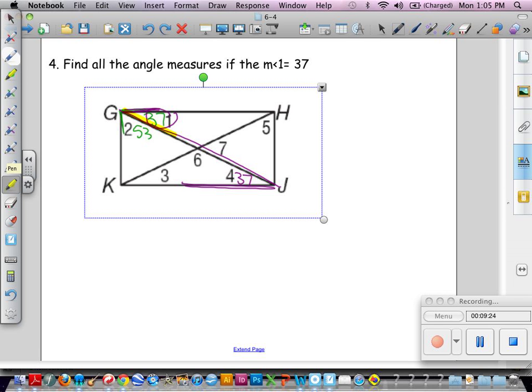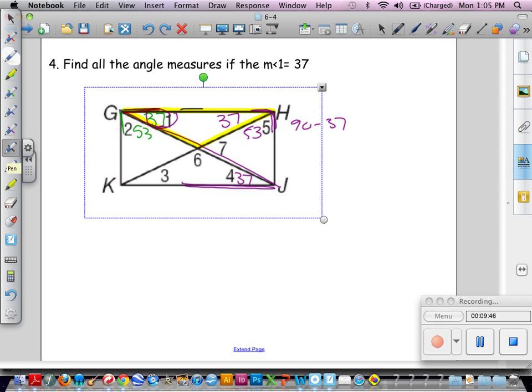Remember, isosceles triangle, 37, 37. Now they start falling into place, don't they? Right angle, 90 minus 37, 53. All right.